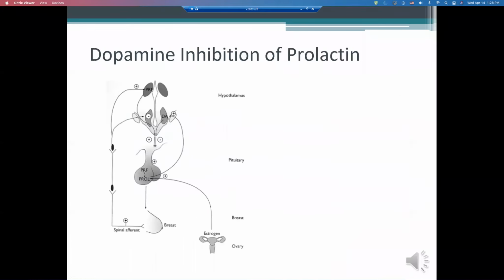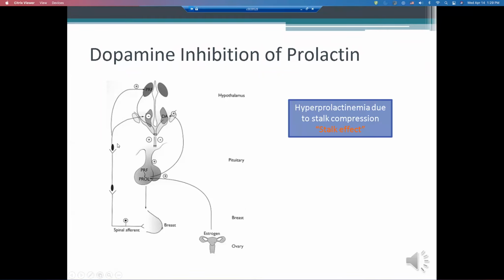Okay, good. So this is just another schematic to show you the effect of the dopamine inhibition. So you have, this is the breast, and you have the dopamine signal. So talking about the stalk effect, the prolactin is produced based on stimulation of the nipple at the level of the hypothalamus. Basically, it provides positive feedback for the pituitary to release prolactin.